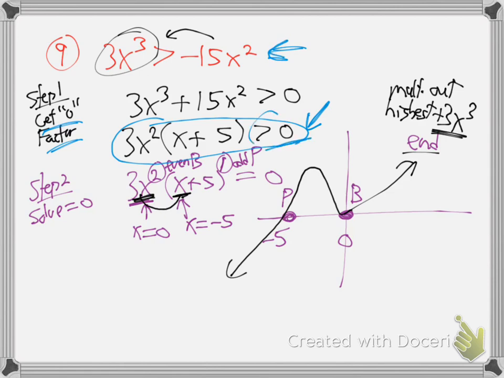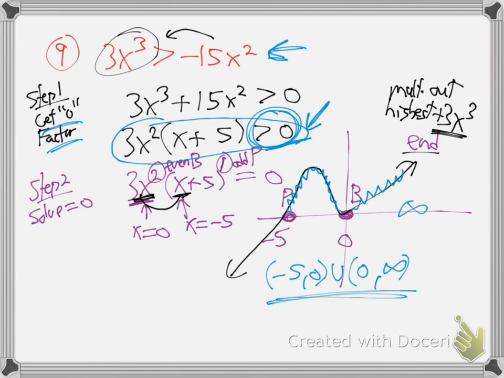So they're saying, where is the thing greater than 0? Where is it above 0? Here, and here. So we say -5 to 0. And there's no bar here. If it said greater than or equal, I'd put brackets. United with 0 to infinity, right? Out to infinity. There we go.